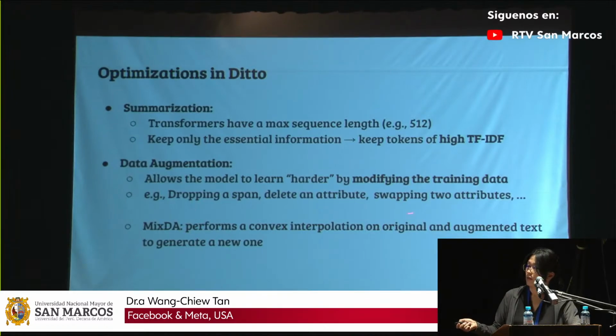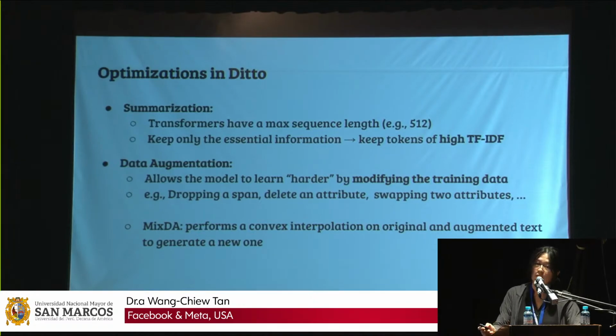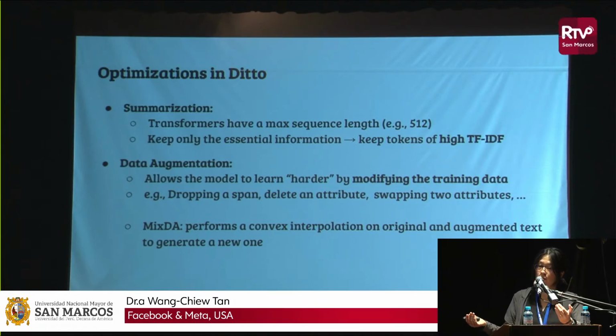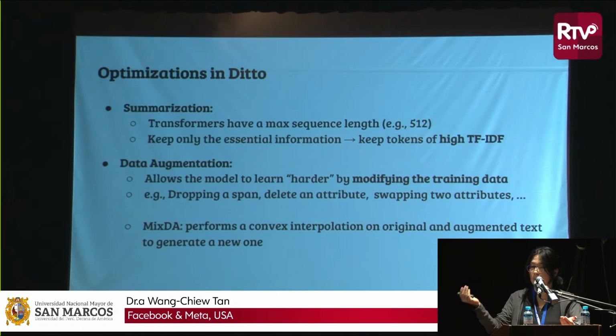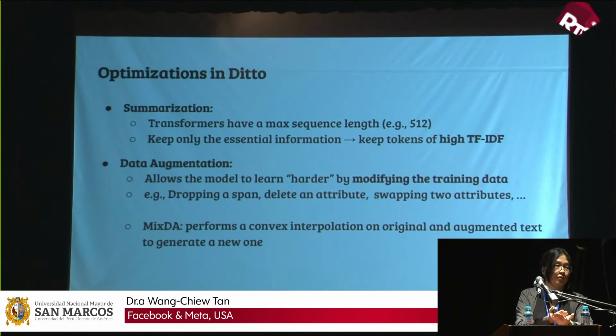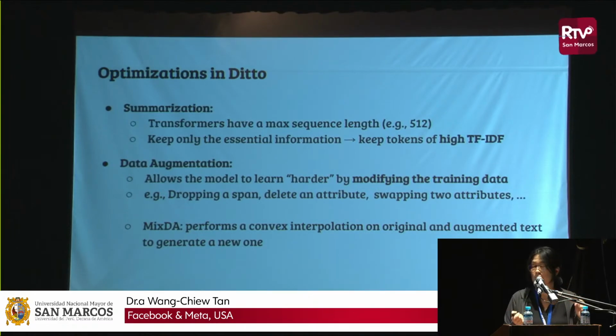There are also other operators we use, like dropping a span. Now this is more drastic because by dropping a span of tokens, sometimes you may change the outcome of the entity matching result. And for that, we also have a technique, which I won't talk about here, called MixDA, which essentially interpolates the original with the augmented record so that the final result gets closer to the original. And chances are it won't change the outcome of the entity matching result.